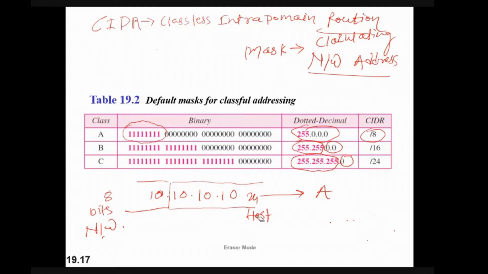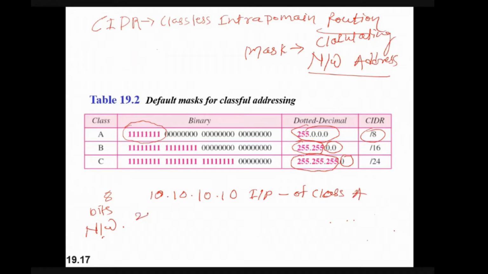Okay, now how to identify the network address? This is the IP address we have been given: 10.10.10.10. This is the IP of some machine or some device in a network of class A. Now what is the default mask of class A? It is 255.0.0.0. So write this as 255.0.0.0. And this is the mask.